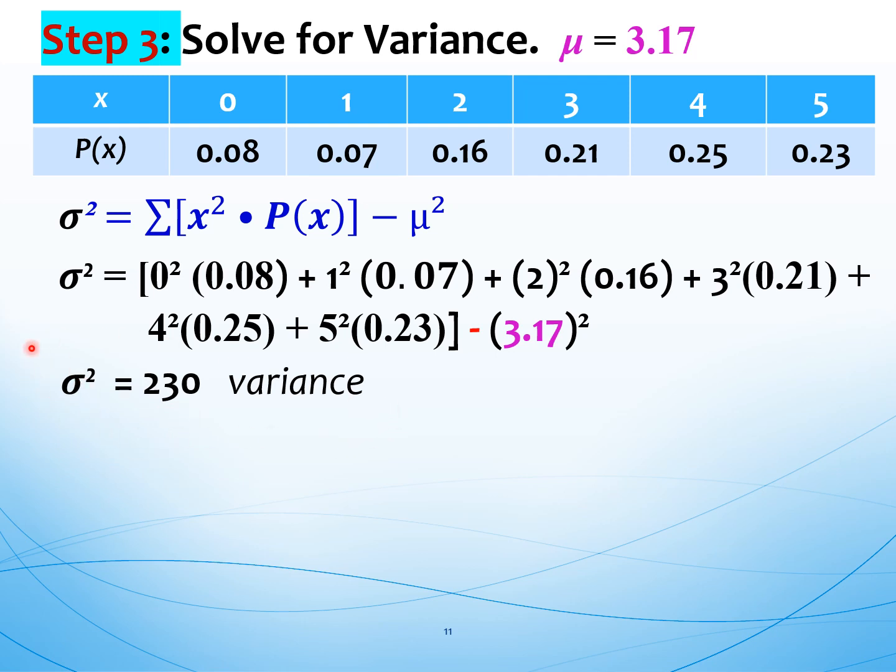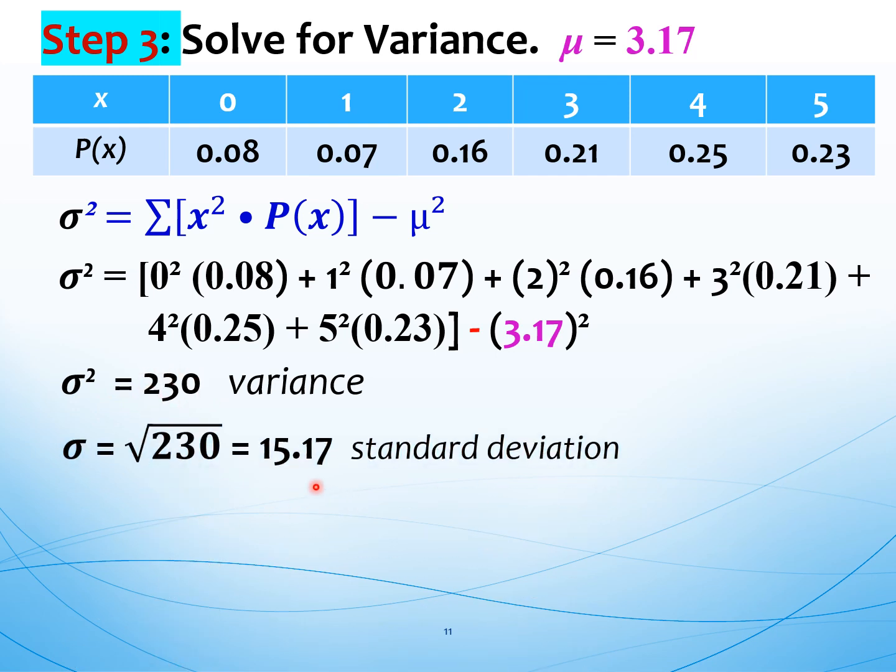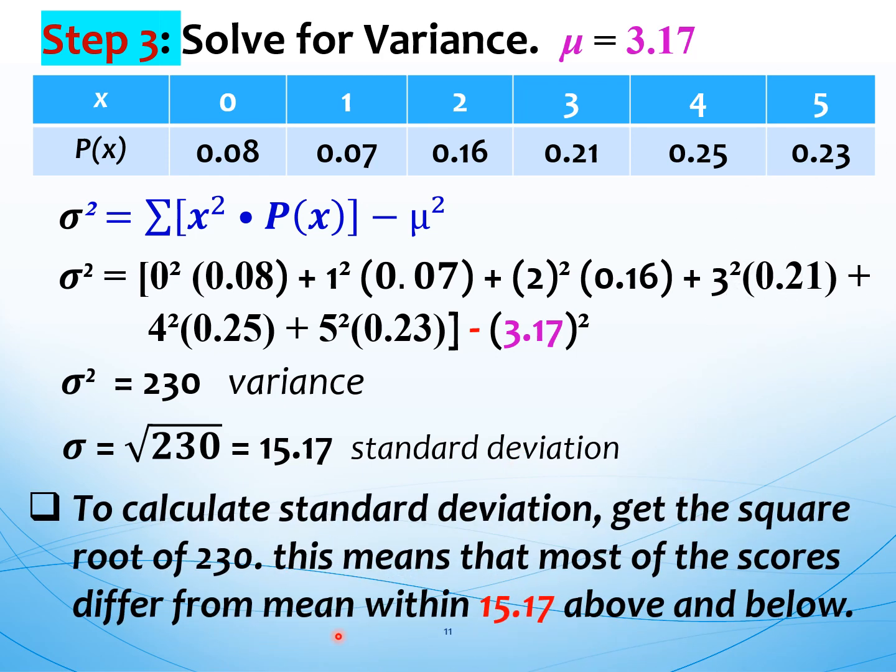And if you want to calculate the standard deviation, just take the square root of this one. So the square root of 230 is 15.7, so we have the standard deviation. So what's the interpretation? To calculate standard deviation, get the square root of 230. This means that most of the scores differ from the mean within 15.17 above and below. So we already answered the question.